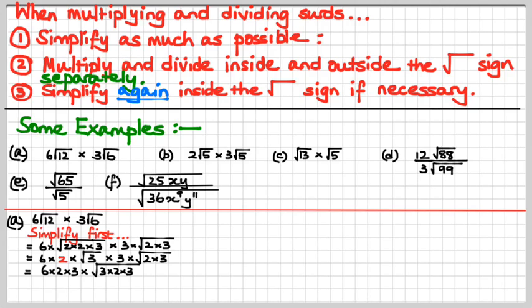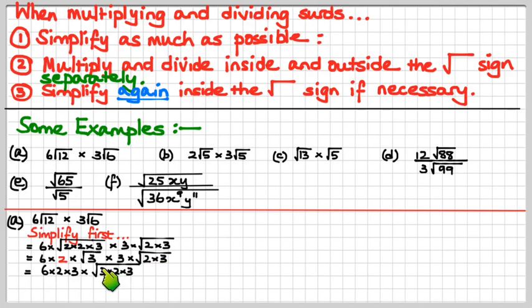Now, what we can do is combine all the numbers together: the 6 times the 2 times the 3. And then we can combine all those separate surds into one large umbrella surd, because that's the way surd maths works. You can do that. The same thing with dividing as well, as we'll see in a moment.